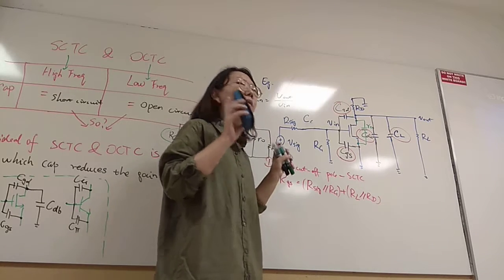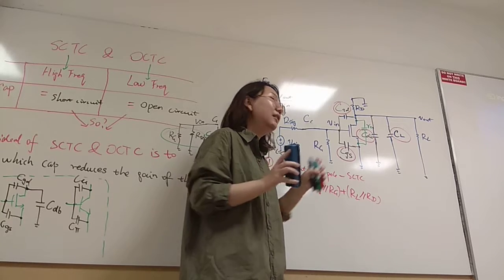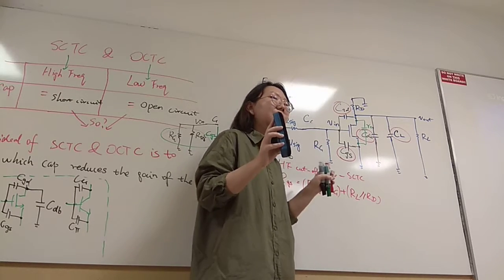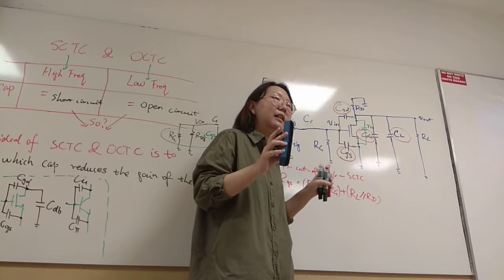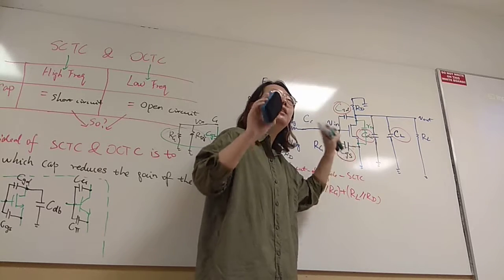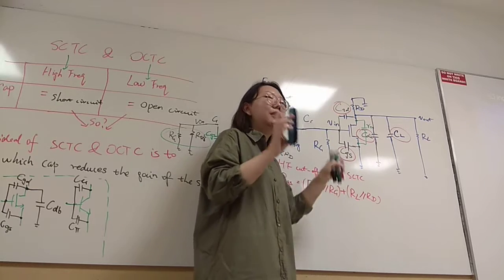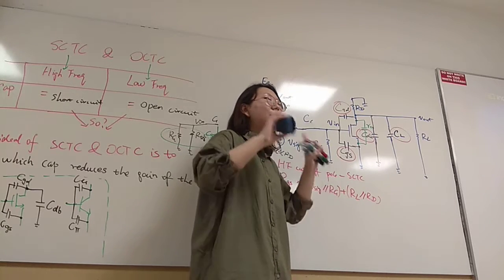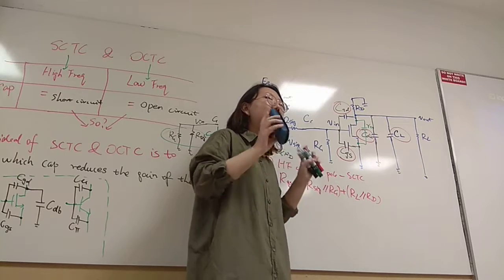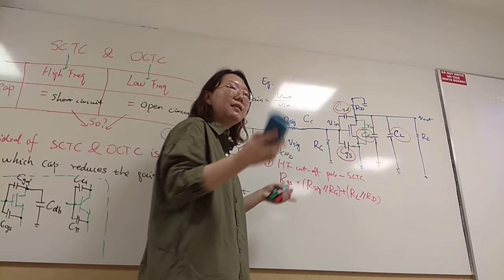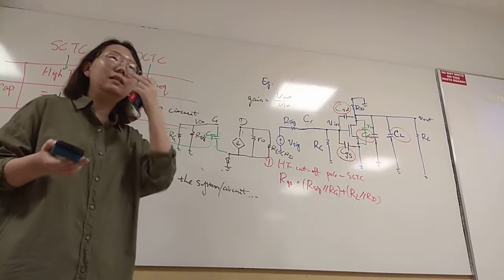But because I got more than one troublemaker, other than CGS, I still got other troublemakers, right? So in order to simplify the question, we use the superposition idea. I just treat the other troublemakers as not there first. I only consider this CGS. I only consider that this whole circuit only got one troublemaker, which is my CGS. Then I try to see what's the resistance seen by this CGS. So what's the resistance seen by my CGS now?